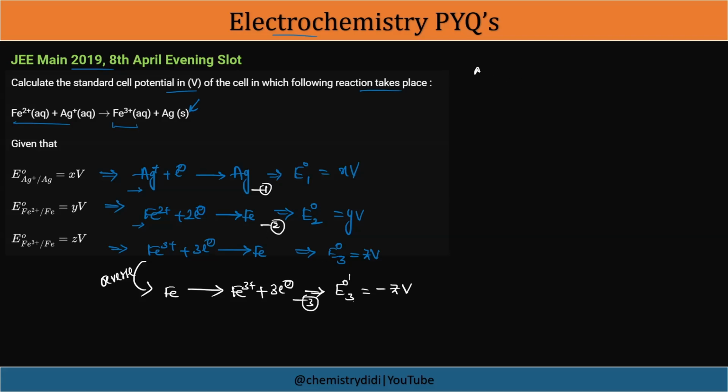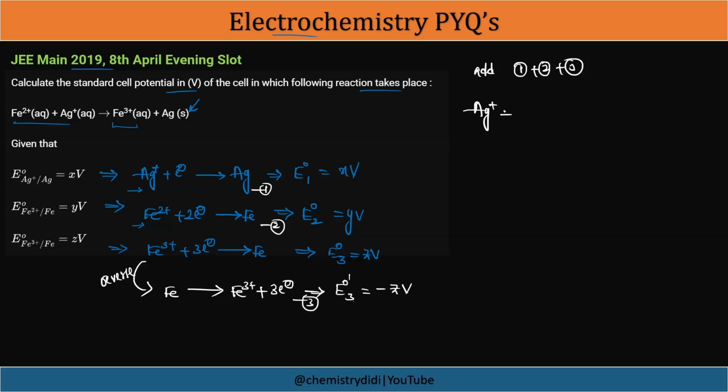Just add all these three: 1 plus 2 plus 3. If you add these three equations, you obviously get this particular desired equation. So what will you get? Should I write out all the equations? No need, right? You can easily understand. Yeah, I hope you can understand this.